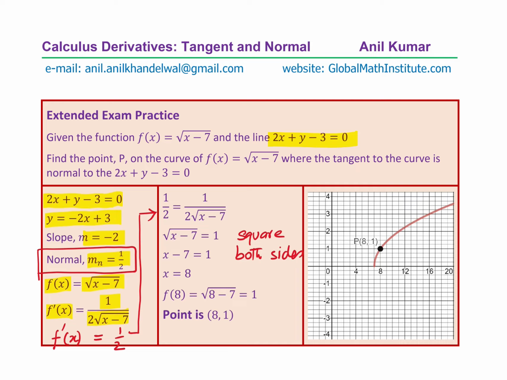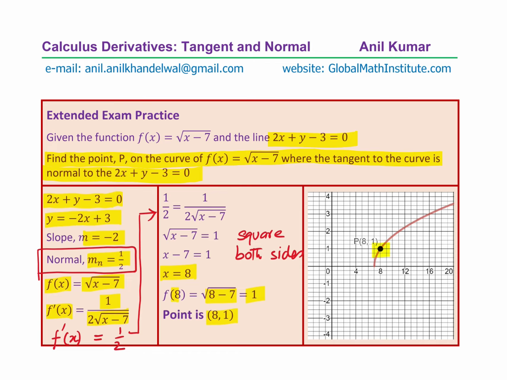Once you do that, you get x minus 7 equals 1. Take 7 to the other side and we get the value of x as 8. The y value: substitute 8 in the original function, square root of 8 minus 7 is 1, and therefore we get the point P, which is (8, 1). Is that clear to you? So that is the first step, and we have found the point on the curve where the tangent to the curve is normal to the given line.